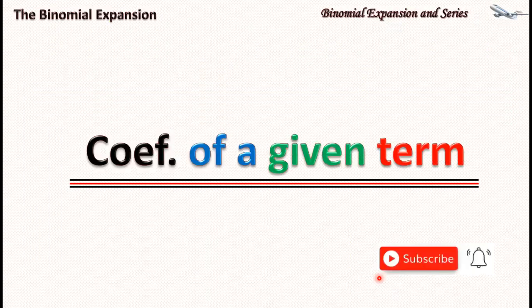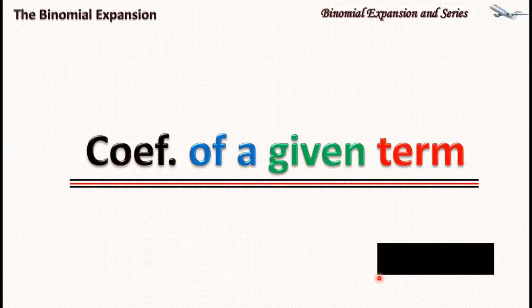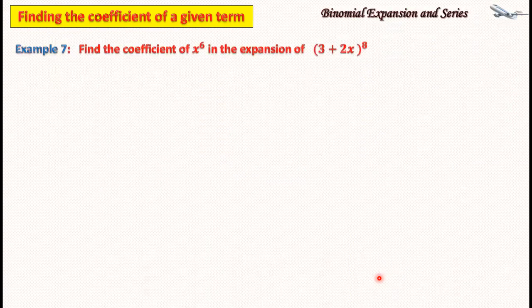Finding the coefficient of a given term. Let's take an example. Find the coefficient of x to the power 6 in the expansion of (3 + 2x) to the power 8. To find the coefficient of the term with x to the power 6 in this expansion, we are going to use a shortcut. You're not supposed to do all of it, okay?